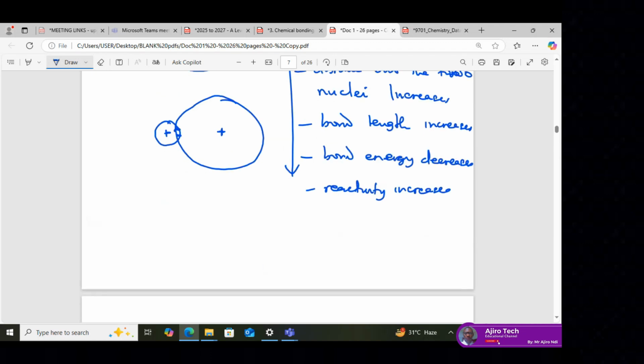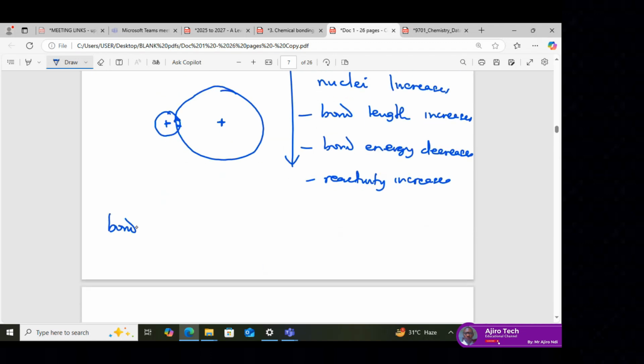Bond length, if it's very long, lower bond energy and more reactivity.